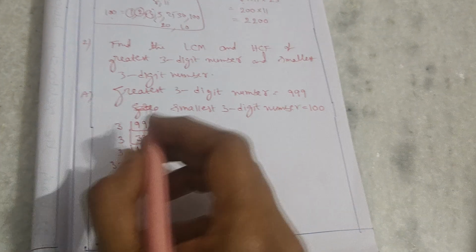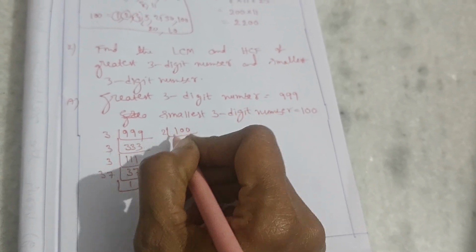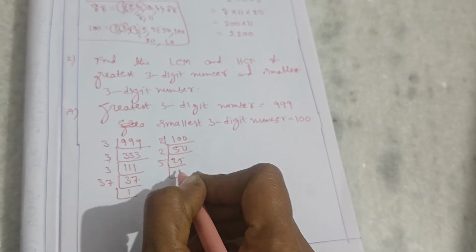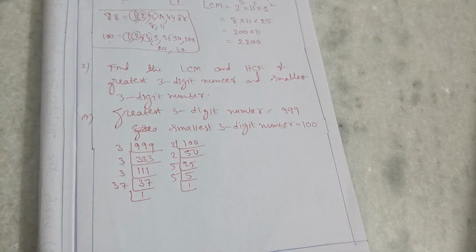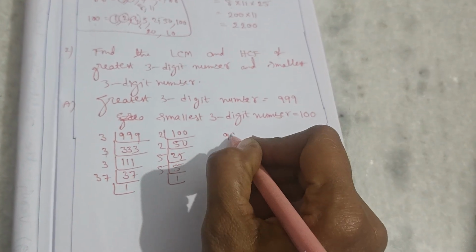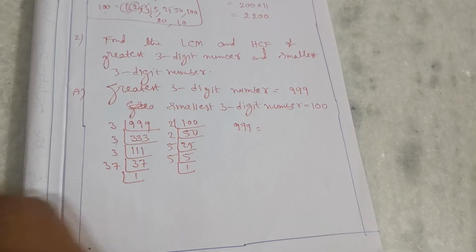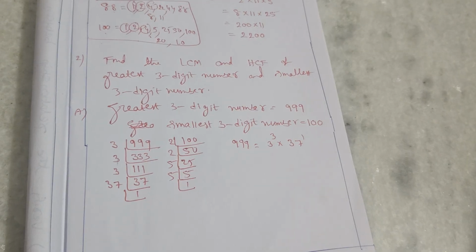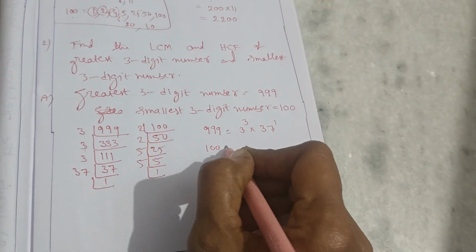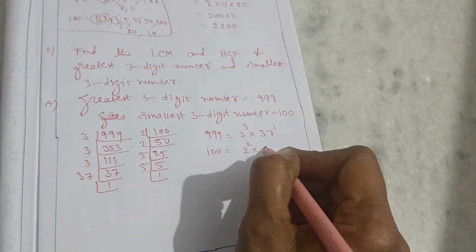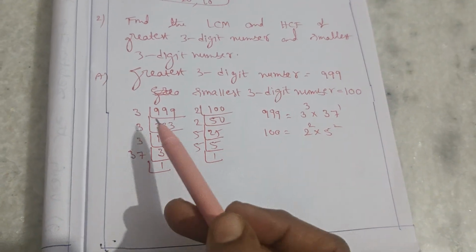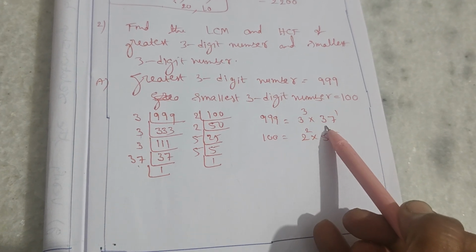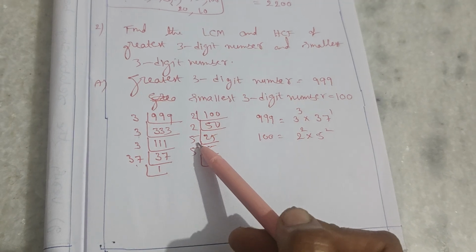37 once. Now 100. Already we wrote before: in 2 table 50 times, 2 table 25 times, 5 table 5 times, 5 table 1 time. So how can we write 999? 3 cube into 37 power 1. How can we write 100? 100 can be written as 2 square into 5 square. See here, 3 occurs 3 times, that's why I wrote 3 cube into 37 only one time, so 37 power 1. And 100 is 2 square into 5 square.